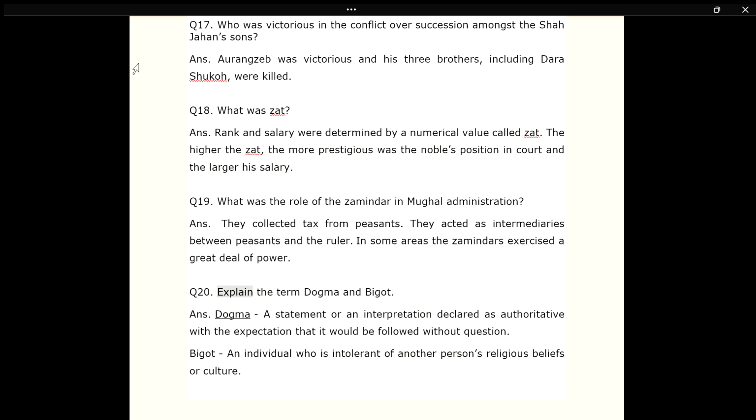Q20. Explain the term dogma and bigot. Ans. Dogma: a statement or an interpretation declared as authoritative with the expectation that it would be followed without question. Bigot: an individual who is intolerant of another person's religious beliefs or culture.